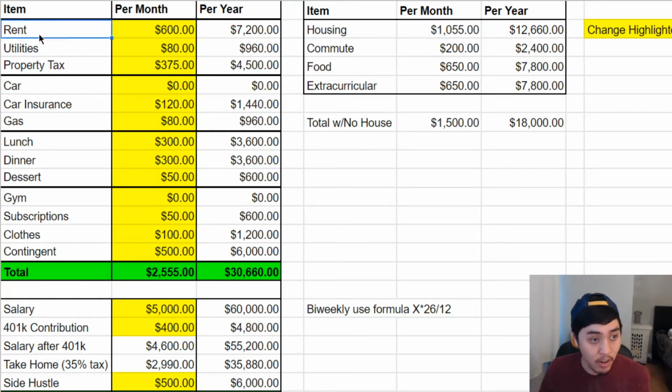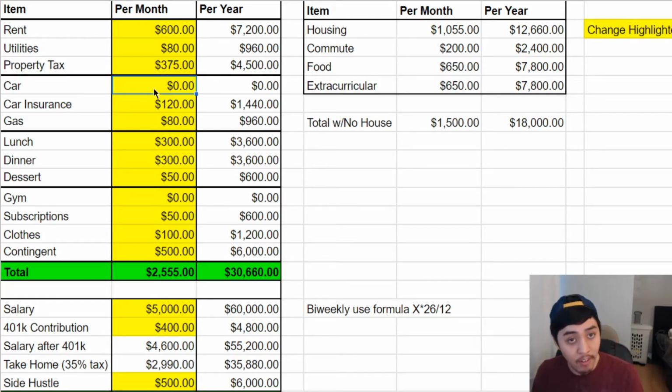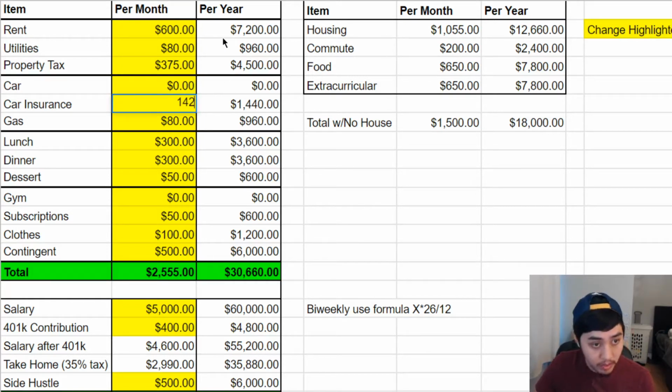So moving on to the next category, your commute. So I have car insurance and gas. For car, this is car payments. I don't have a car payment because my car is paid off already. It was a hand-me-down, so it's 0 for me. My insurance is $142. It went up a couple months ago. So $142. And for gas, the way I like to do it is that I just calculate how many times I fill up my tank a month. So I fill up my tank twice a month, and a full tank for me is about $40. So 40 times 2 is 80.